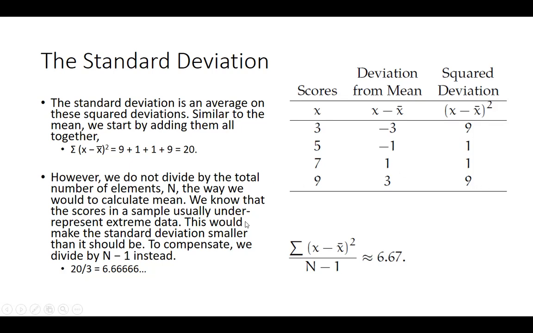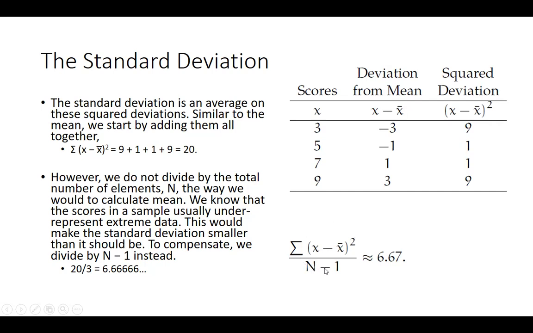However, we do not divide by the total number of elements n the way we would to calculate mean. We know that the scores in a sample usually underrepresent extreme data. This would make the standard deviation smaller than it should be. To compensate, we divide by n minus 1 instead.